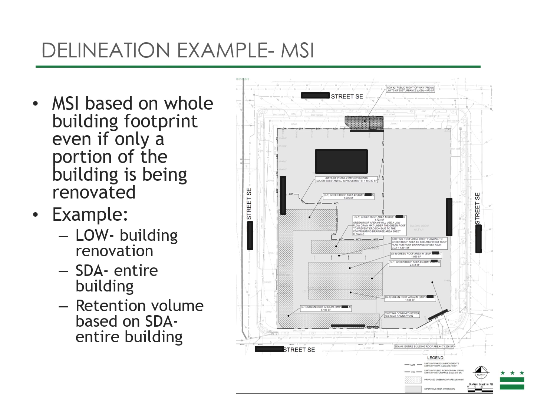building is being renovated. In the example on the right, only what is labeled LOW, limit of work, here, is being renovated. But if stormwater management is triggered for the entire building, the whole building footprint is used to calculate the stormwater retention volumes of this whole building.